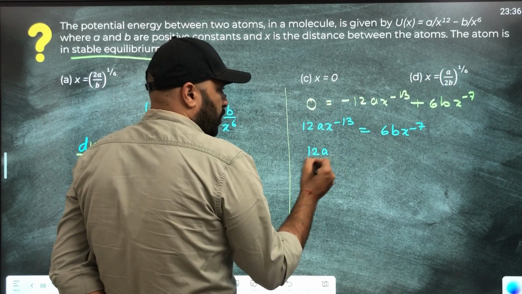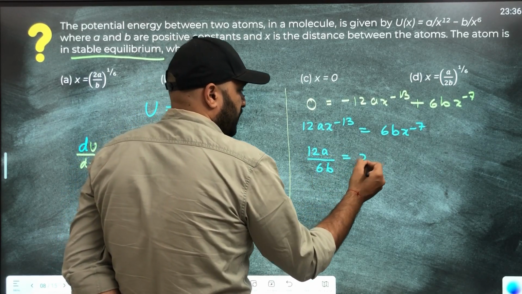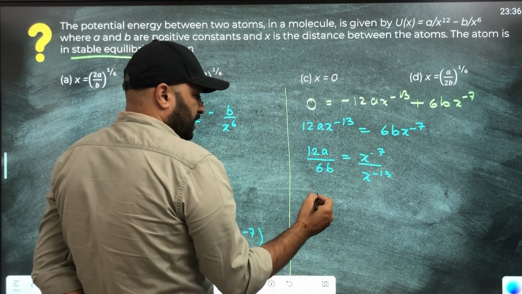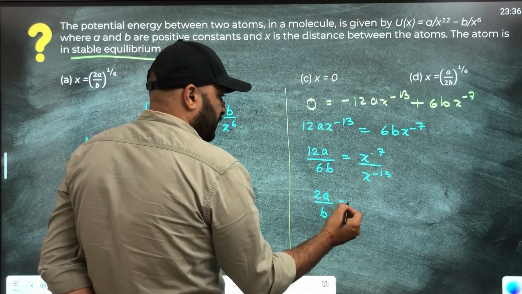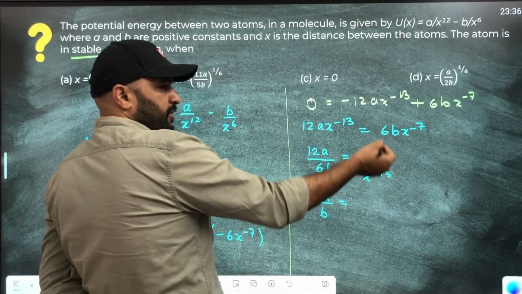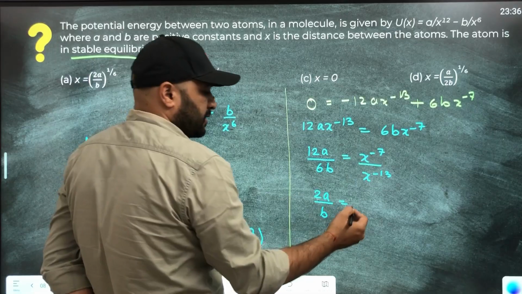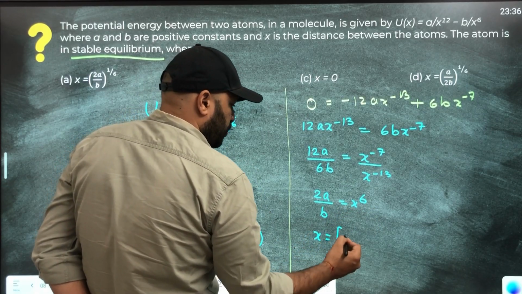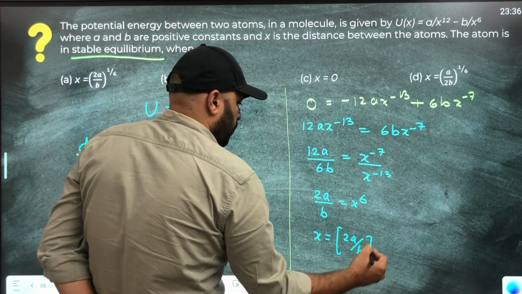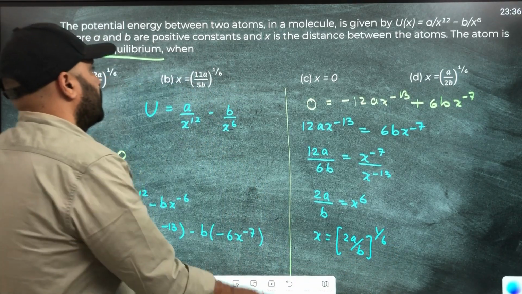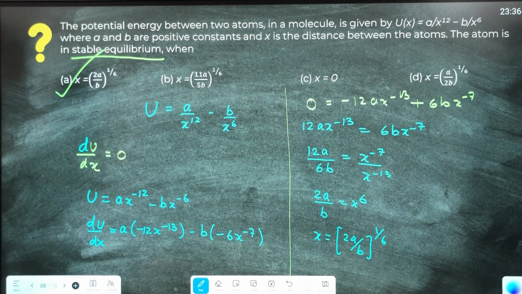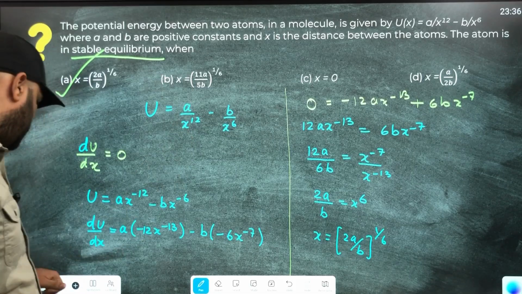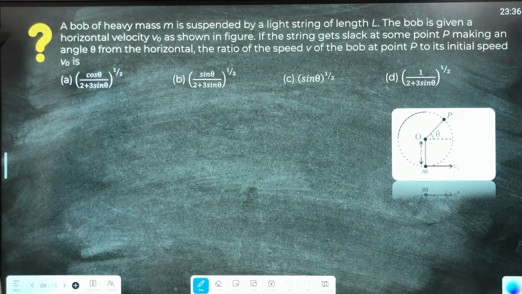So 12A upon 6B will be equal to x to the power minus 7 by x to the power minus 13. Let's cancel out: 2A by B will be equal to x to the power, minus 7 minus minus 13, that is plus 6. So this will give you x is equal to 2A by B whole power 1 by 6. And that is our option A. I hope this is clear. Okay. So this is the condition for stable equilibrium. These are two problems from stable equilibrium. Let's see the next one.